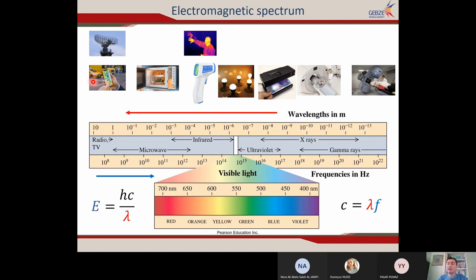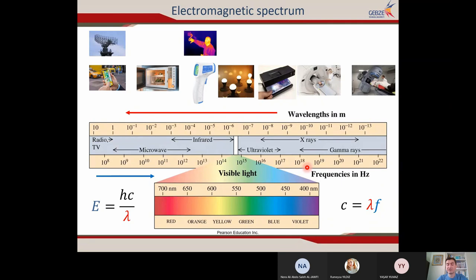So what is the electromagnetic spectrum? The electromagnetic spectrum explains this wide wavelength range of electromagnetic radiation. Here you see the wavelengths in meters, and wavelengths are increasing in this direction. And here you see frequencies in hertz in that region. And of course, this is also energy. If frequency increases, energy also increases. If wavelength increases, energy decreases. If energy increases, wavelength decreases, and vice versa.